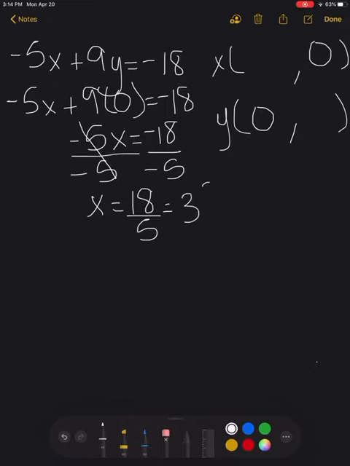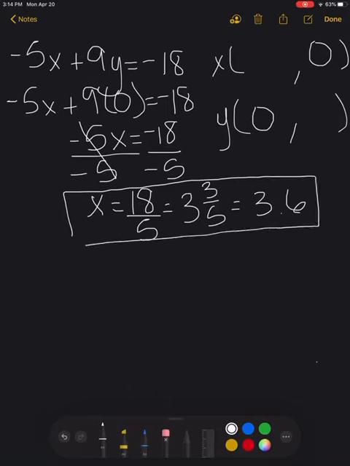Now I'm going to convert this into a mixed number, which means I'm going to have 3 3/5. But we know that if that's a decimal, that's going to end up being 3.6. So x value, or x-intercept, is equal to 18/5, 3 3/5, or you can say 3.6. And again, that's where our line is going to cross the x-axis. Now let's go find that y-intercept.